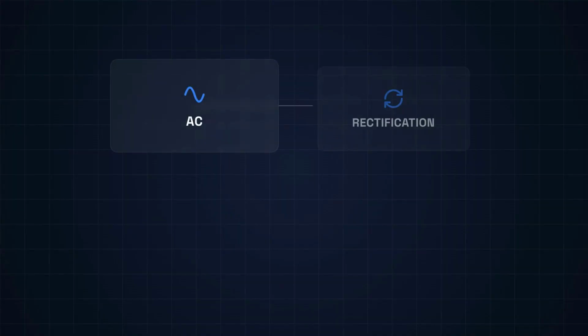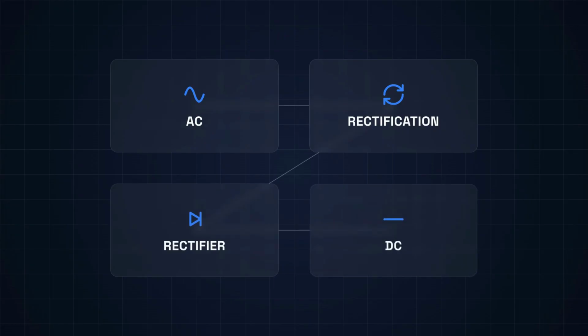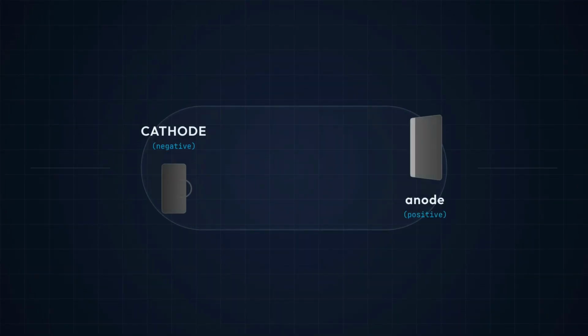Let's connect the concepts. AC periodically changes direction. DC flows in one direction. A rectifier is the electrical device that controls the direction of current. Rectification converts AC into unidirectional current, and in the X-ray tube, rectification ensures that electrons travel in the proper direction from the cathode to the anode.